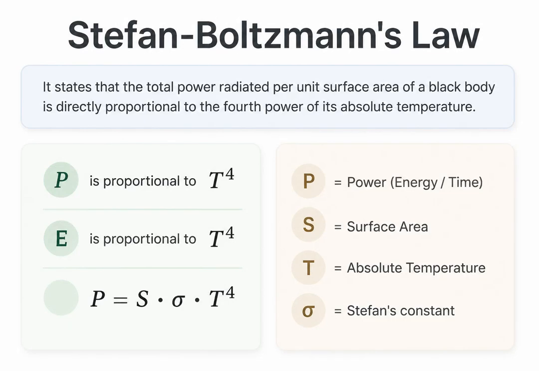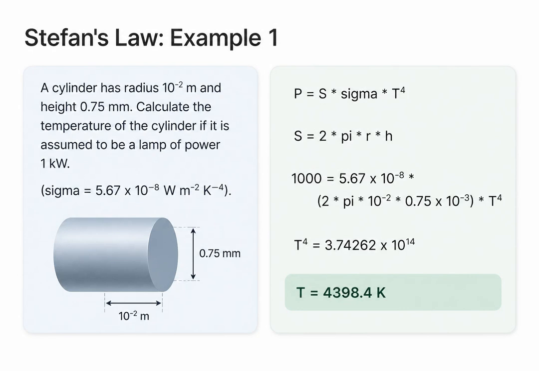While Wien's law deals with the peak wavelength, Stefan Boltzmann's law deals with the total power emitted. It states that the total power radiated per unit surface area of a blackbody is directly proportional to the fourth power of its absolute temperature. Mathematically, power equals the surface area S times Stefan's constant sigma times temperature T to the fourth power. Because it scales with the fourth power, even a small increase in temperature results in a massive increase in radiated power. Let's look at an example.